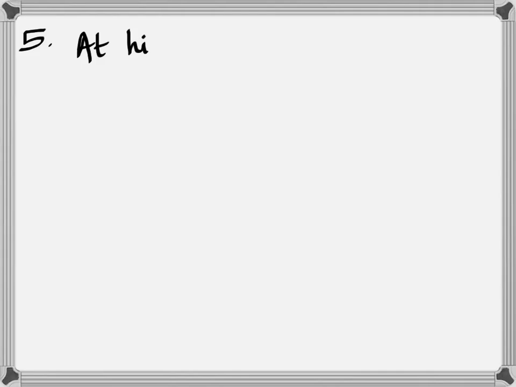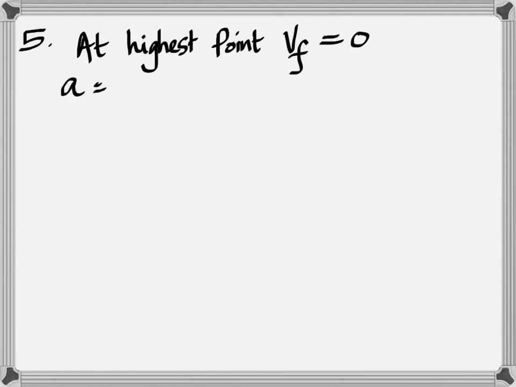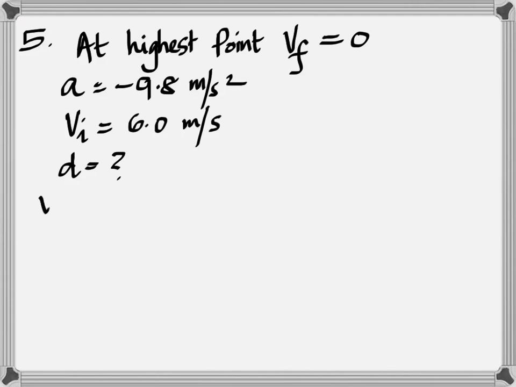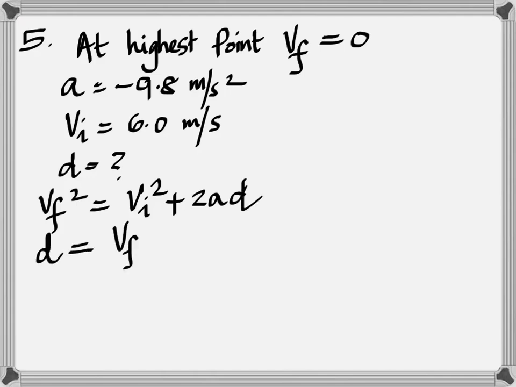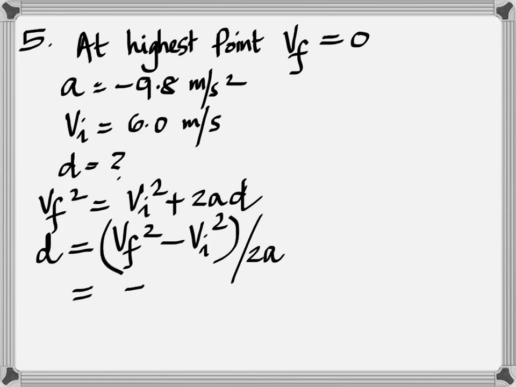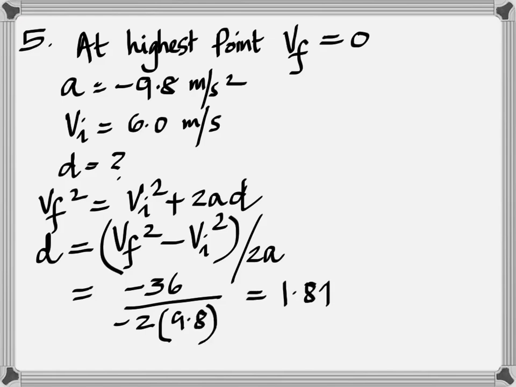Number 5, when the object goes straight up, as in this case, the final velocity is 0 at the highest point. a is -9.8 because it's going up. Initial velocity is 6. Straightforward question. You can find the d, the height. 1.84 meter.